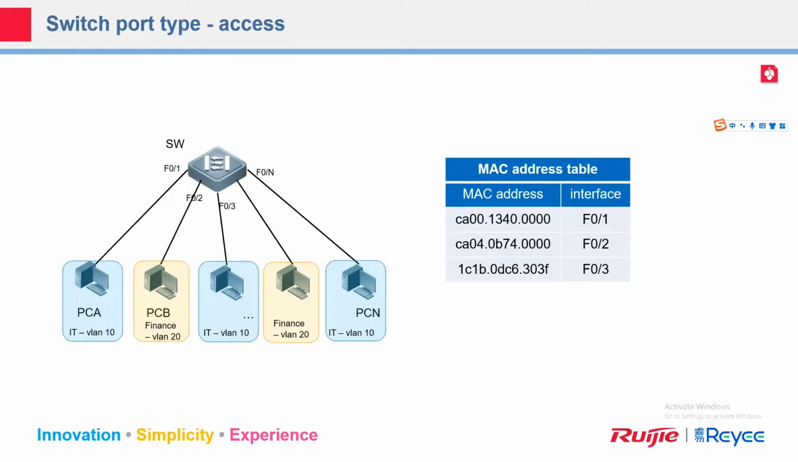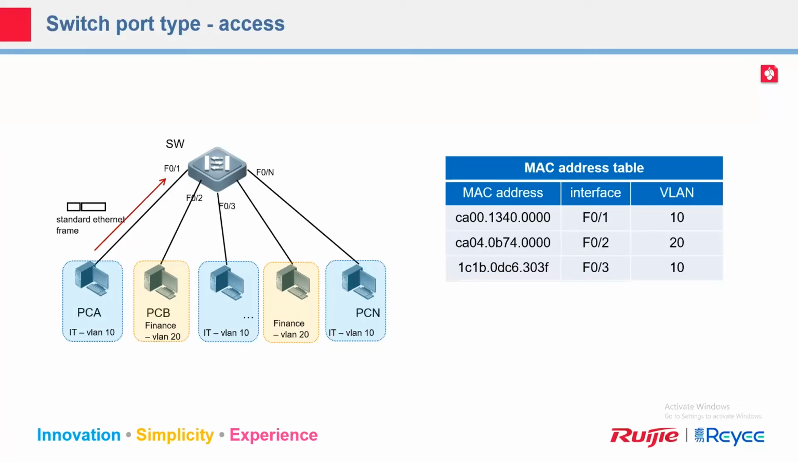But later, if we use a VLAN, PCA sends out a standard Ethernet frame. That means we don't carry the VLAN information. And later, the switch will add the VLAN information. Because on the switch, we have to do the configuration about the VLAN. Pay attention to this one. The switch forwards the traffic according to the MAC address information, and the switch learns MAC addresses and makes the MAC address table automatically. We don't need to do any configuration. But if we want to use a VLAN, we have to add the configuration.